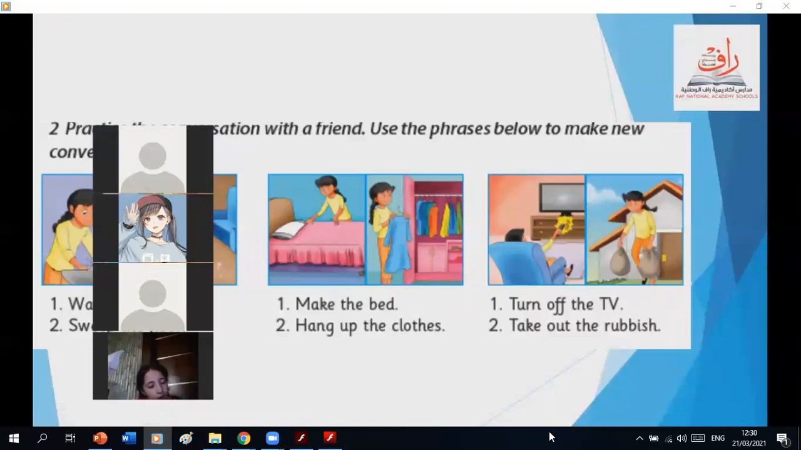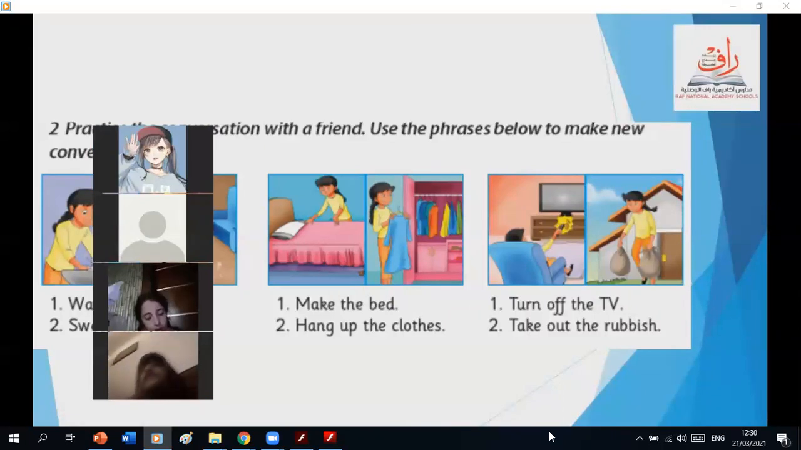Can you take out the rubbish? Or you can't? You can. Taking out the rubbish, this picture. Can you take out the rubbish? Can you? No. Never? Yes. Okay, Salma. So turn off the TV and take out the rubbish.